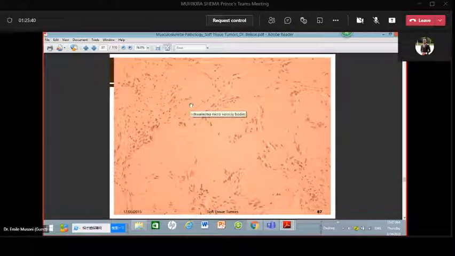This is a histological image of this schwannoma. We are going to see in practice what the characteristic Verocay bodies are, characteristic of schwannoma.